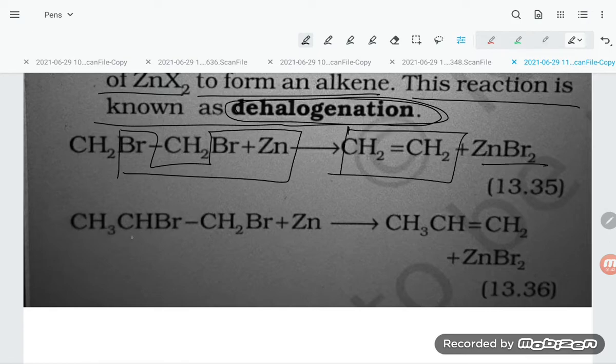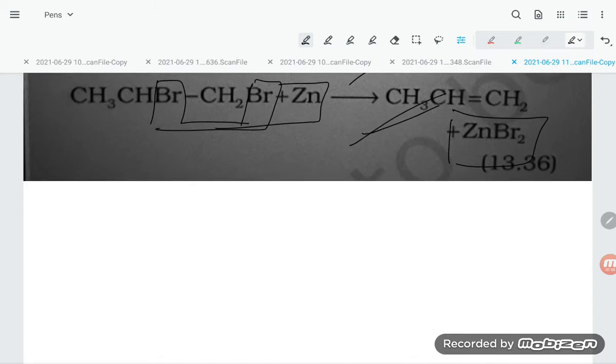Next one, CH3CHBr, okay, and here is CH2Br. So Zn is also there, ZnBr2 is going out, and CH3CH double bond CH2. So this is the point which we have to understand, students.